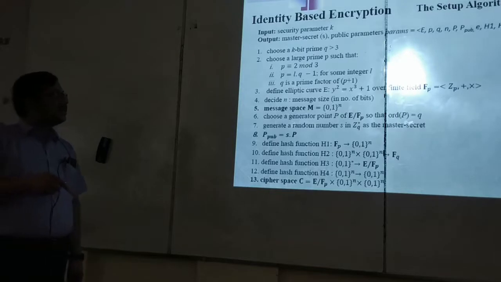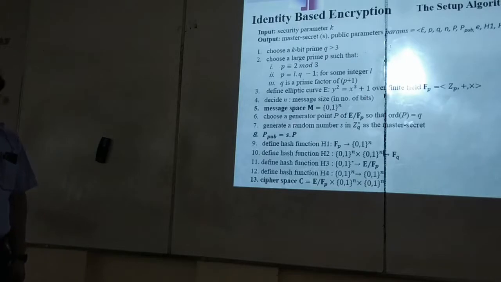Now you can define one elliptic curve like this, y square equal to x cube plus 1. Check that the coefficients a and b are 1, and it satisfies 4a cube plus 27b square not equal to 0.